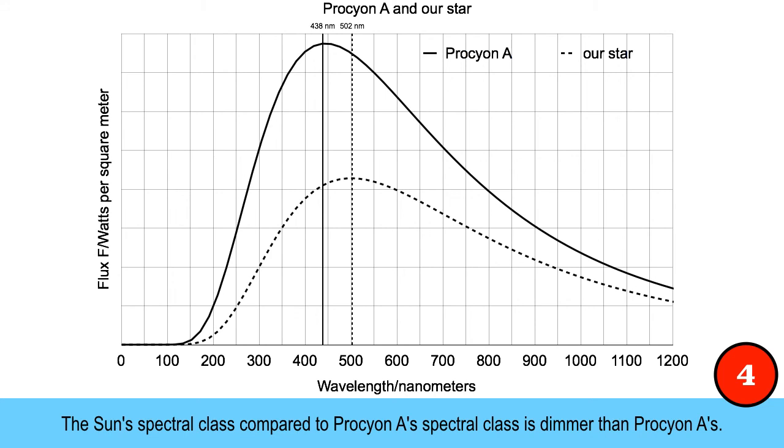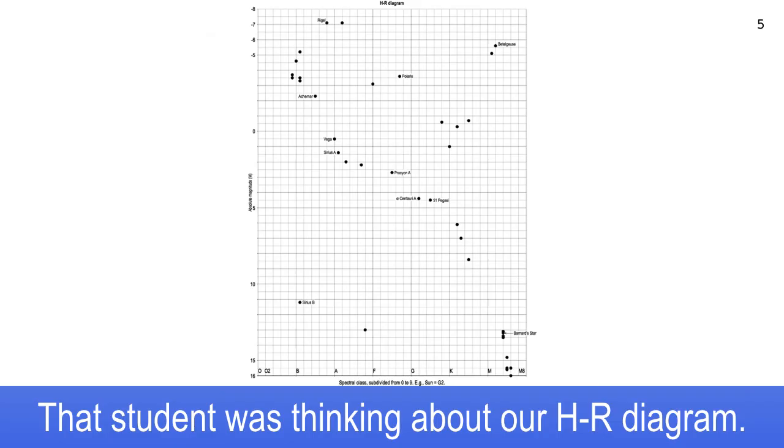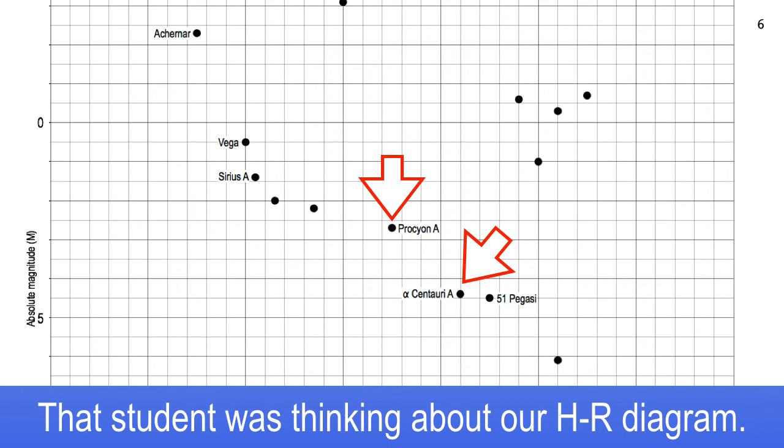All right? Now you may be saying to yourself, Dr. B, what do the spectral classes have to do with that? The student wasn't looking at that diagram. That student was looking at the HR diagram. And my wonderful students, this is an example. Here's Procyon A and Alpha Centauri A. So it's pretty close to what the sun is. Those two are fairly close. So they're about the same neighborhood of the HR diagram. That student was looking here.